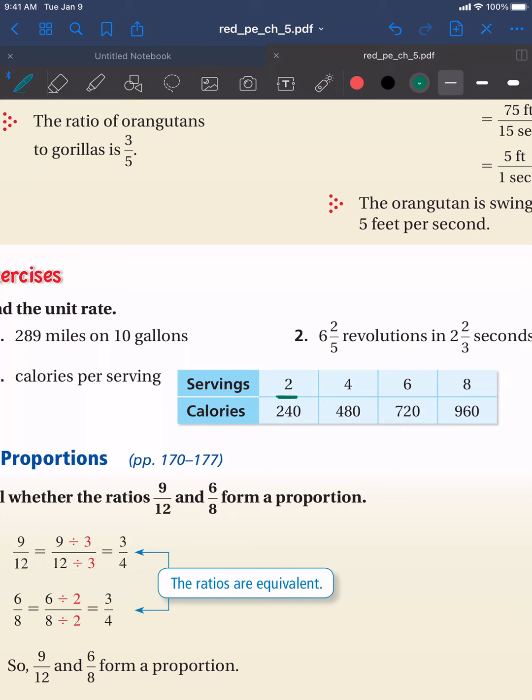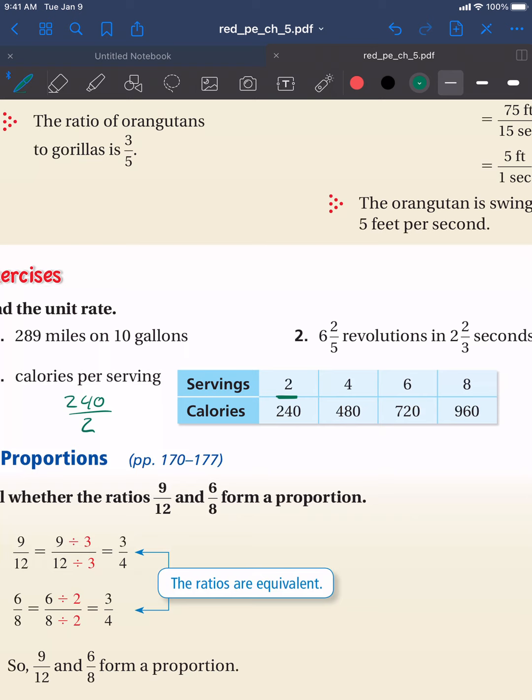Why would this fraction be incorrect? Because it's not 1 calories per serving. Very good. That's servings per calories, not calories per serving. Calories needs to go on top, right? So that means the fraction would be 240 over 2. What is 240 divided by 2?